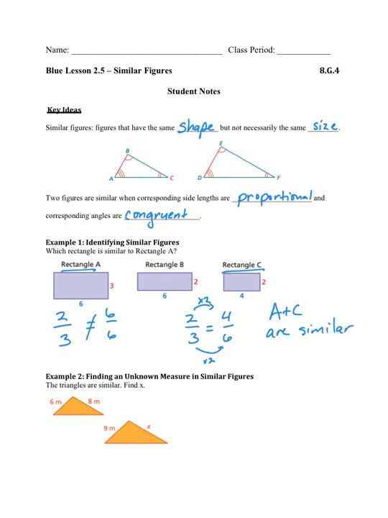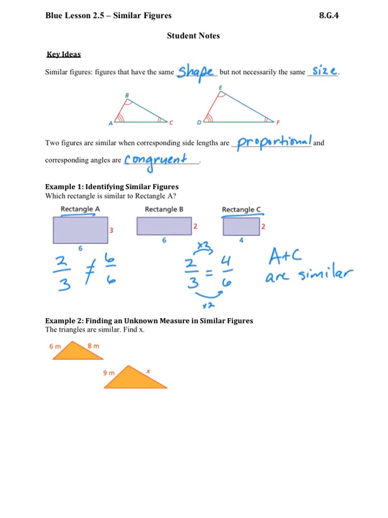Okay, so let's go ahead and look at this next example. We're told that the triangles are similar, and we're going to use that information to find x. So we can see as we're looking at these similar triangles that the corresponding sides would be this 6-meter side with this 9-meter side. So that's a ratio of 6 to 9, or we could write that as a ratio of 2 to 3. And that's going to equal the ratio of 8 to x.